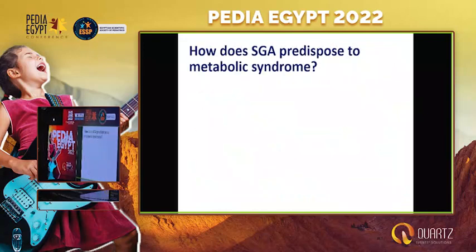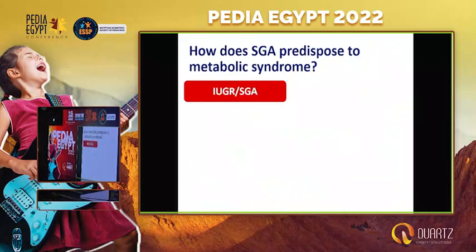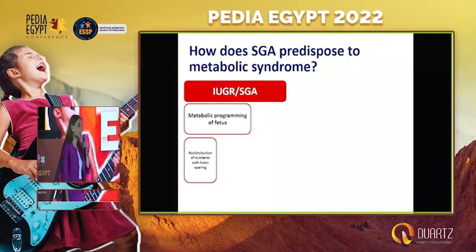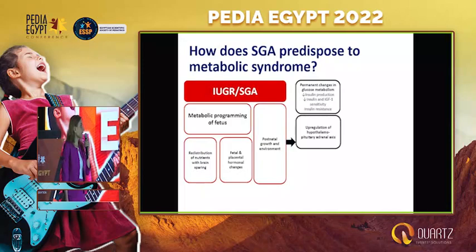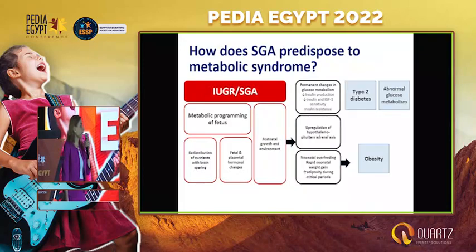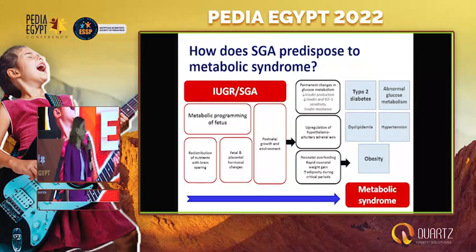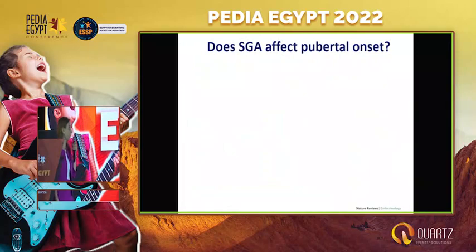So how does SGA predispose to metabolic syndrome? SGA leads to metabolic programming, as we have said, and this leads to redistribution of nutrients, fetal and placental hormonal changes, postnatal growth environment, leading to changes ending by obesity, type 2 diabetes, abnormal glucose metabolism, dyslipidemia, ending by metabolic syndrome. And it's more risky in SGA infants who catch up very quickly. So overfeeding is not recommended in those babies.